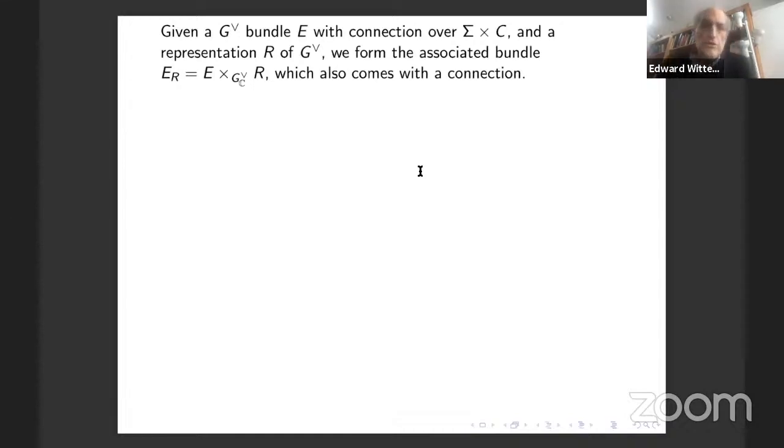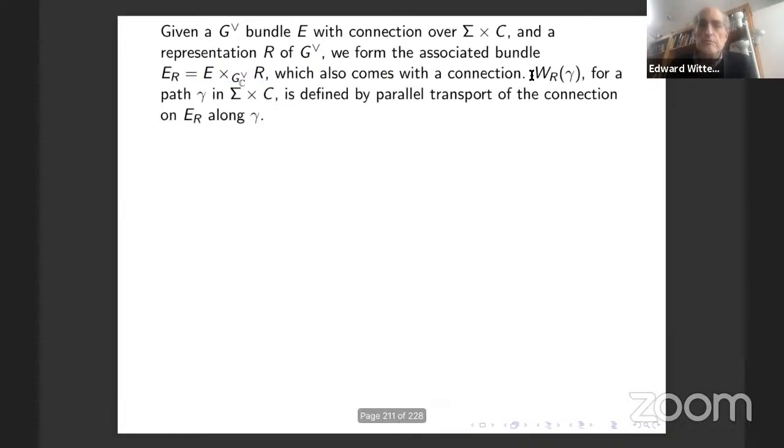Now, given a G-dual bundle E with connection over a product of two manifolds and a representation R of the dual group, we can make an associated bundle E sub R, which mathematicians like to define this way, which also comes with a connection. And then what I'm calling W_R of gamma for a path gamma is defined by parallel transport of the connection on E_R along the path gamma.